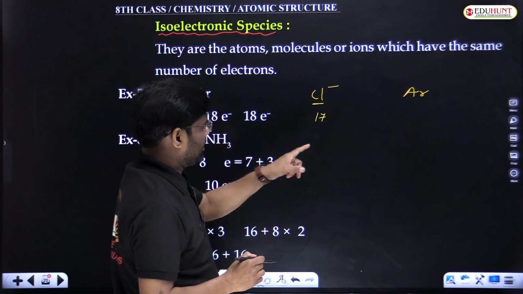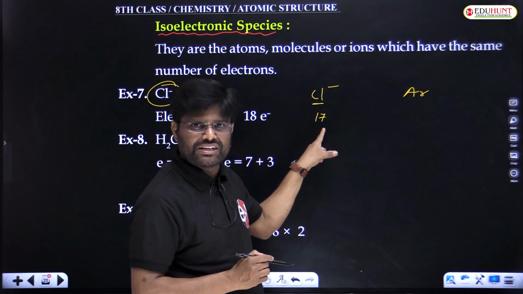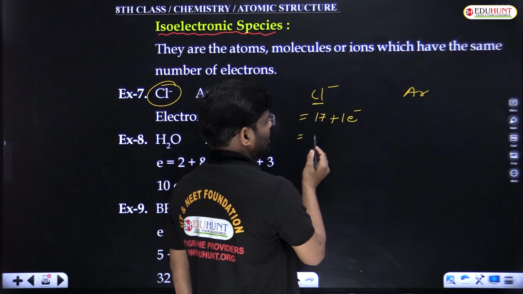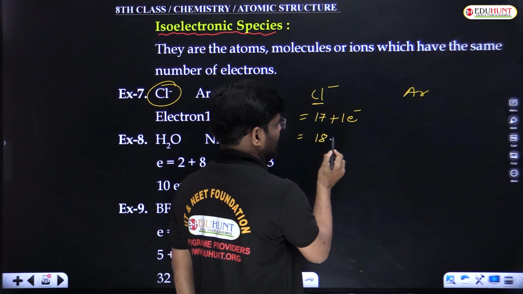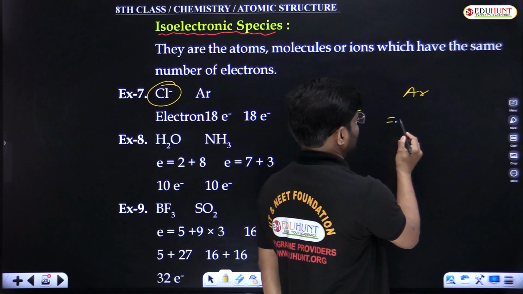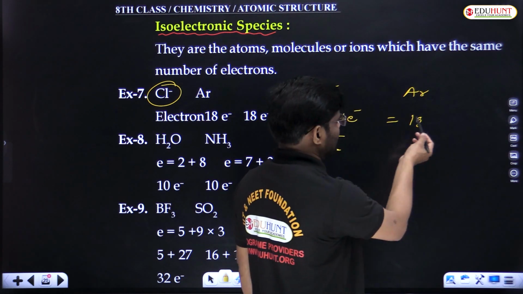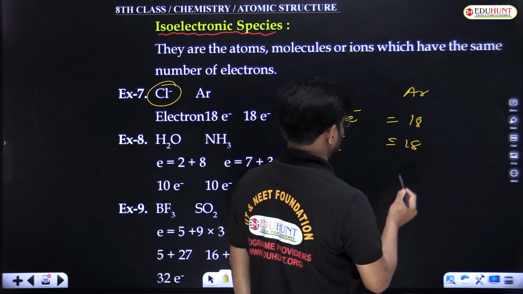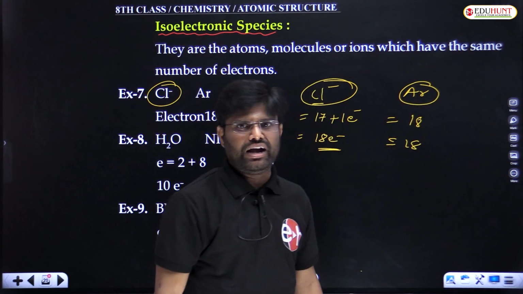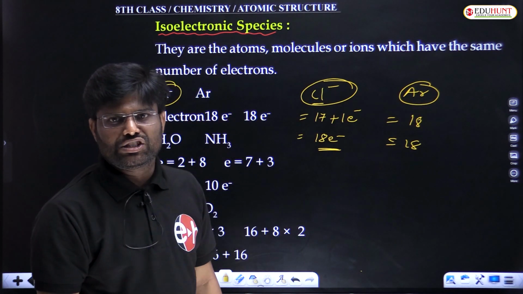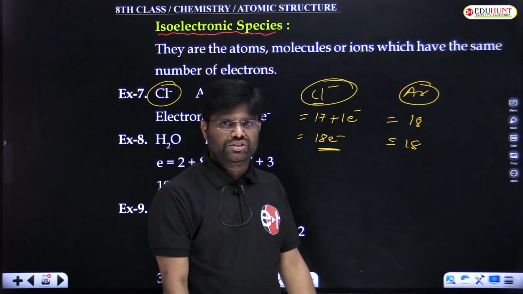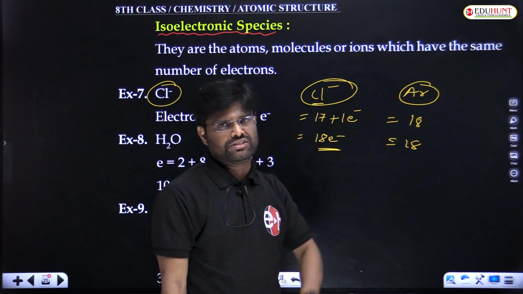Understanding? So Cl minus, atomic number 17, you should add one electron, so 17 plus 1, total 18 electrons. In the case of argon, atomic number 18, so 18 electrons. So the same number of electrons, either species, that is ion and atom. Both have the same number of electrons. This is a pair of isoelectronic species.